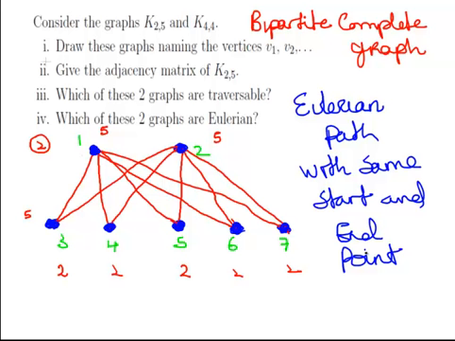So therefore, it doesn't contain an Eulerian circuit. Therefore, the graph is not Eulerian. Okay? So, no Eulerian circuit. There's an Eulerian path, no Eulerian circuit.